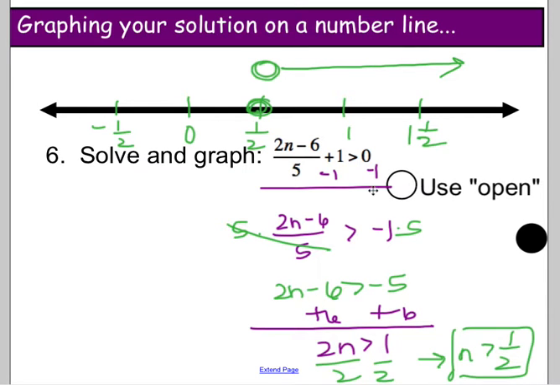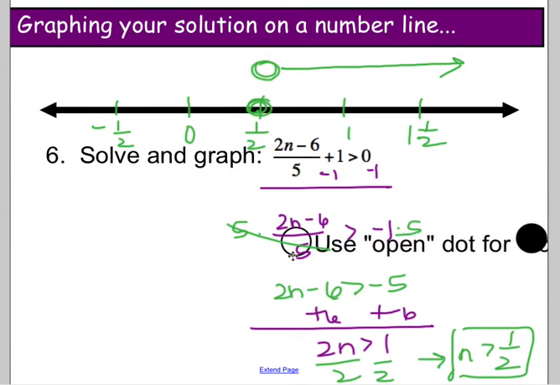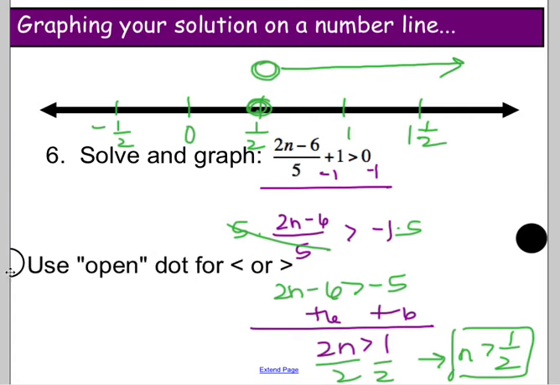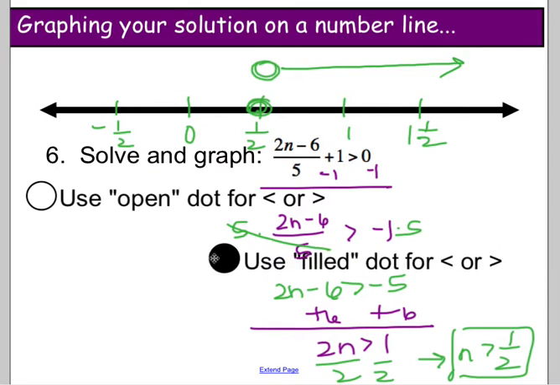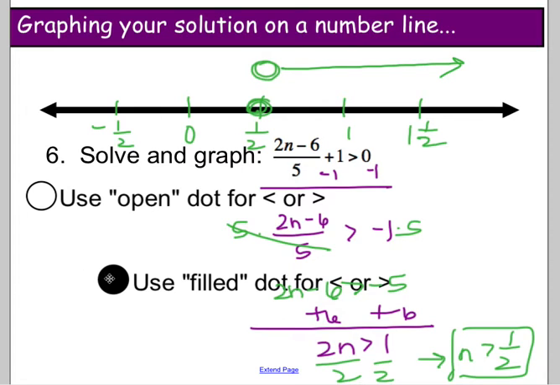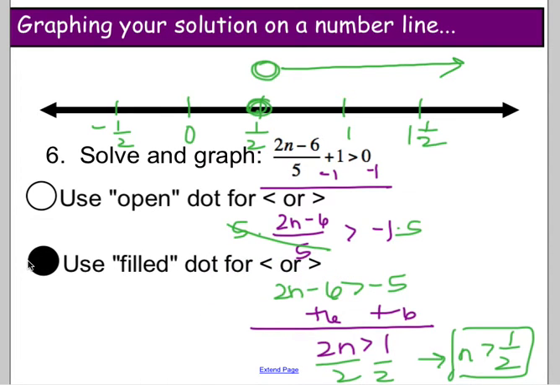Just a reminder, use an open dot for less than or greater than, and use a closed dot for less than or equal to. That didn't copy right, so it should be a filled dot for less than or equal to or greater than or equal to.